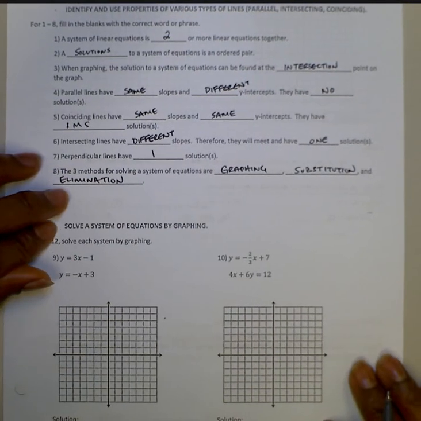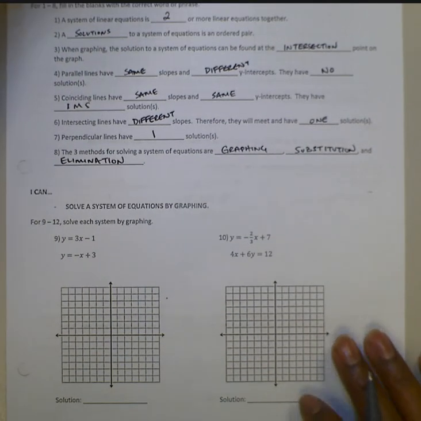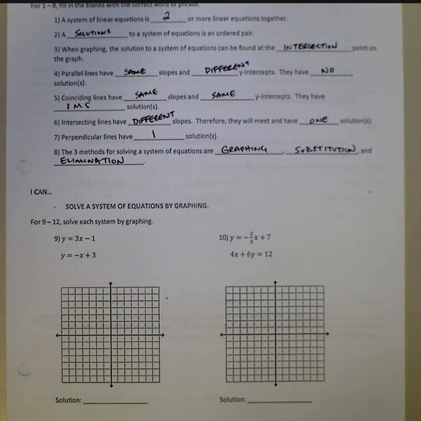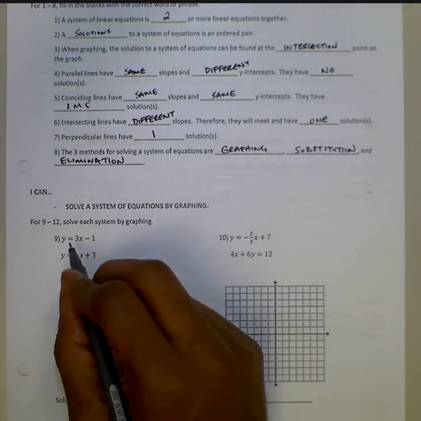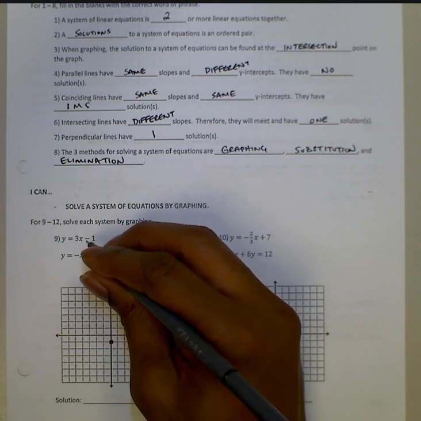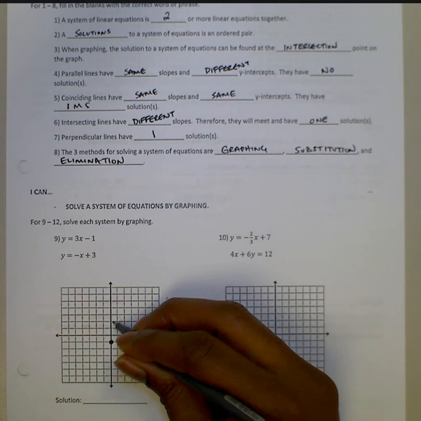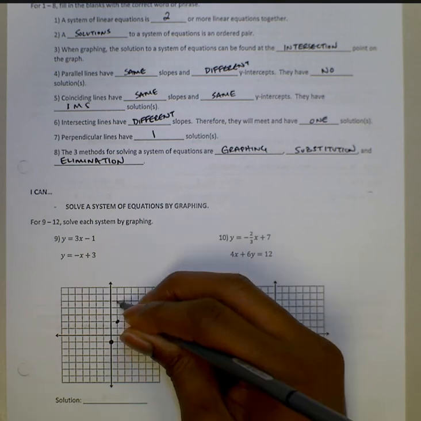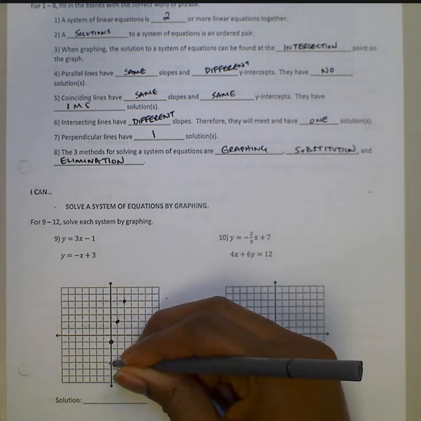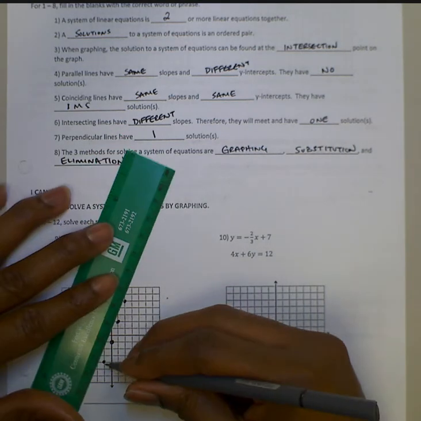Alright, graphing. For graphing, what we want to do is make sure that we have both lines graphed correctly on the coordinate plane, and then where they meet is our solution. This first problem is really nice. They're both in slope-intercept form. So y equals 3x minus 1, my y-intercept is negative 1. Go up 3 over 1, up 3 over 1, go down 3 over 1. Should all be in the same line. I'll use my straight edge.